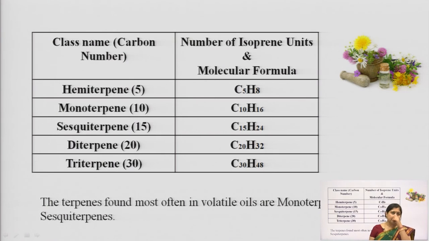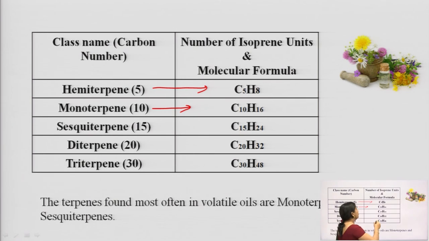Now, how do these isoprene units exist in nature and in what forms? If the isoprene unit is alone, then we call it a hemiterpene, C5H8. If 2 isoprene units come together, C5H8 becomes C10H16. In that case, it is known as a monoterpene. And this monoterpene is generally present in the volatile oils. It will always have 10 carbon atoms.